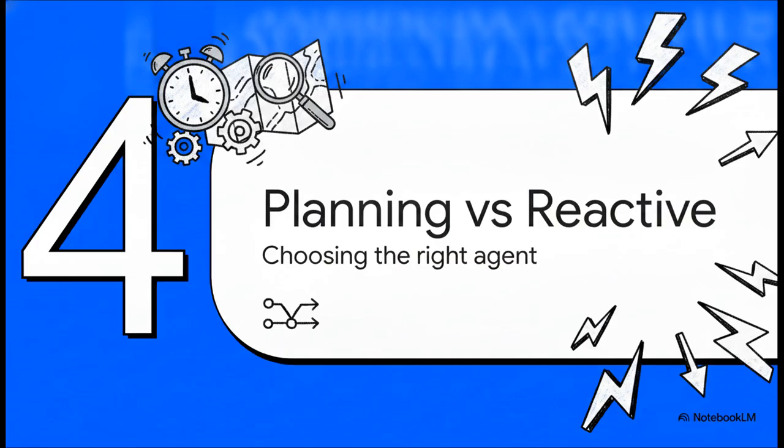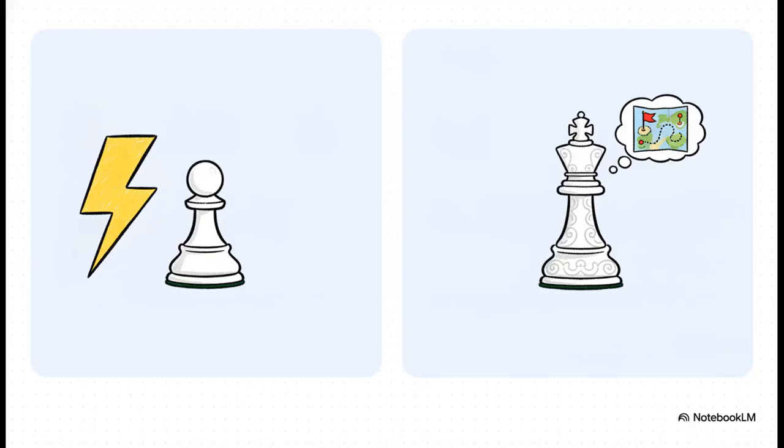It's all about choosing the right philosophy for the job. Honestly, this is best understood through a chess analogy. On one side, you've got reactive agents. These guys are incredibly fast and built for immediate real-time responses. They're your speed chess players, making the absolute best immediate move based on what's right in front of them.